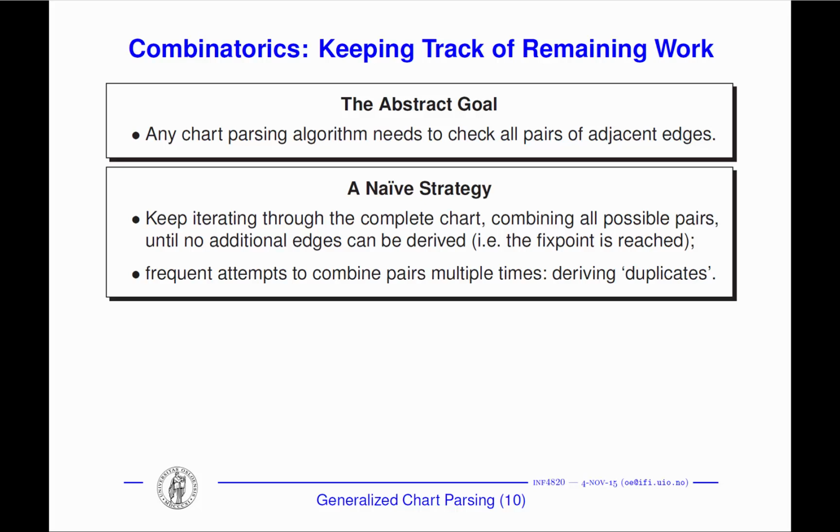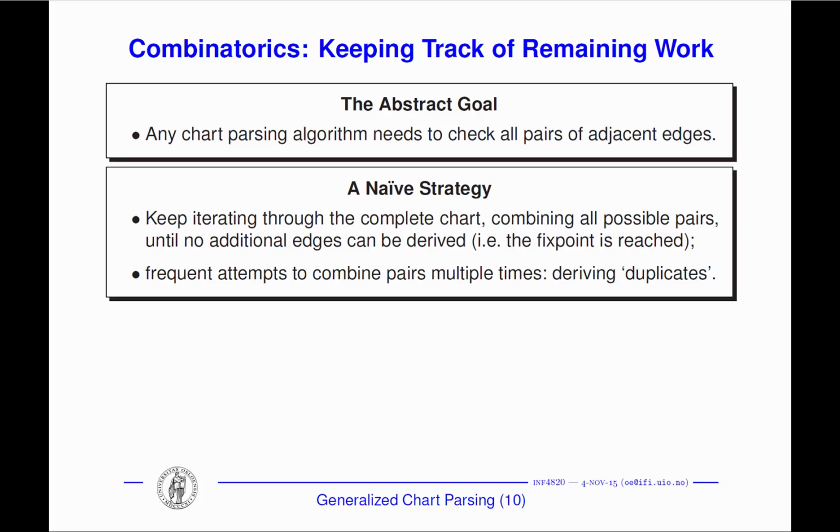Let's recall our abstract goal: to check all pairs of adjacent edges to make sure that the fundamental rule has been tried on all applicable candidate pairs of active and passive edges. A naive strategy could iterate through the complete chart over and over again, combining all possible pairs until no additional edges can be derived. Keep in mind we don't want to make assumptions about the order of computation, so we can't be sure whether everything that could be computed for this substring is already in place or not. We want to eliminate that limitation in the CKY algorithm.